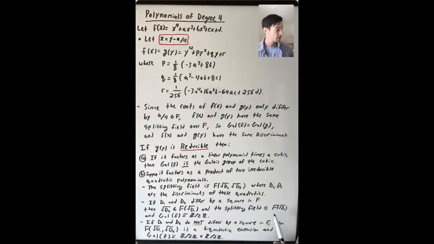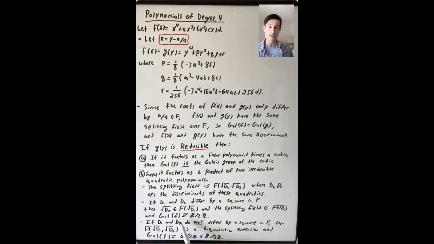So in this case, the Galois group of f adjoin square root of d1 over f is a quadratic extension of a field of characteristic not equal to 2, so it's isomorphic to Z mod 2Z. So what's the other case?